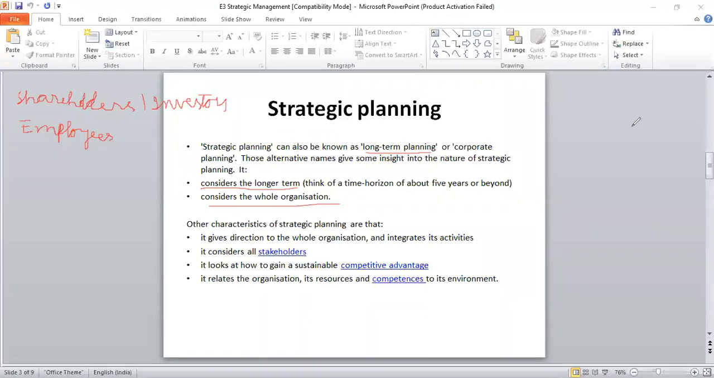They may not be having any main interest in the organization in terms of getting some benefit out of that, but generally they would be interested to know about what is going on with the organization, right? All these are stakeholders. So all of them are considered. Then we have, it looks at how to gain a sustainable competitive advantage.